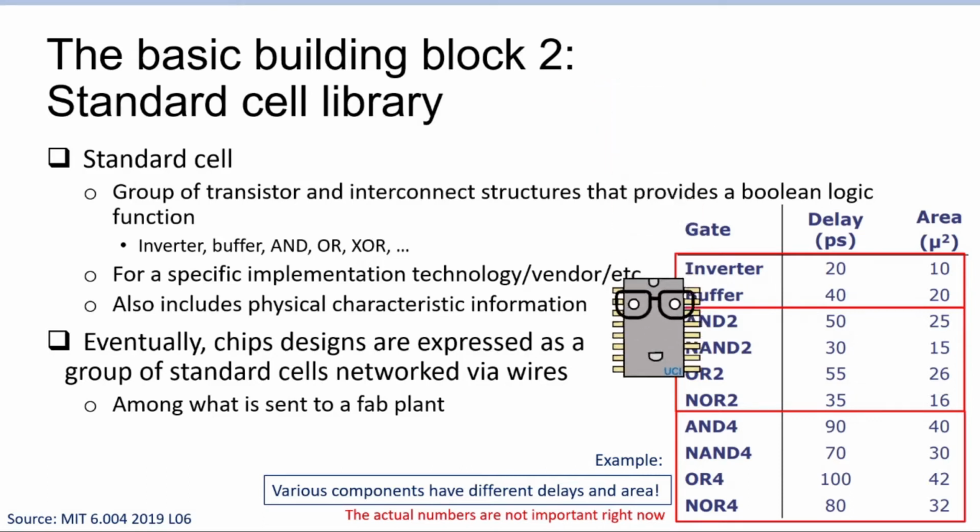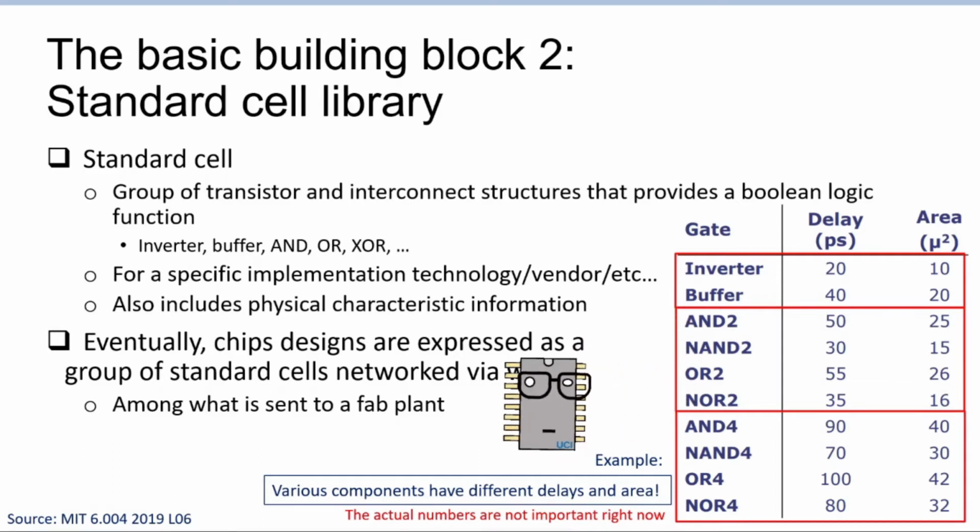So eventually when you design a chip, chip designs are expressed as a group of standard cells networked via wires. These standard cells are located on the transistor layer in the vertical cutout that we saw just now. And the wires would be routed onto the multiple layers of wires on top of that. And this expression of a group of standard cells and the connections between them is the big part of what is sent to a fab plant if you want them to manufacture your custom chips.